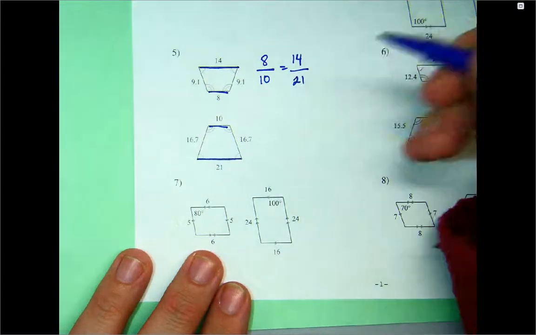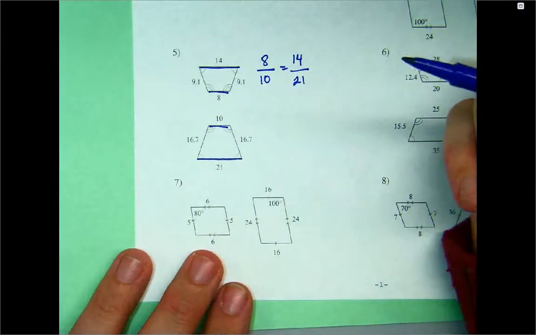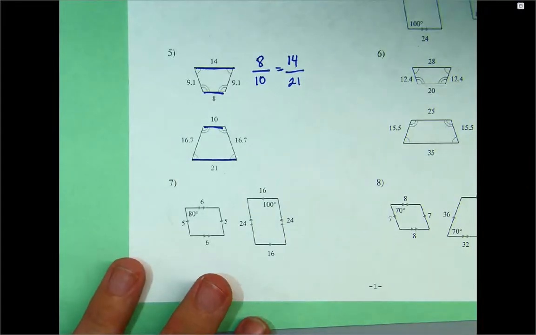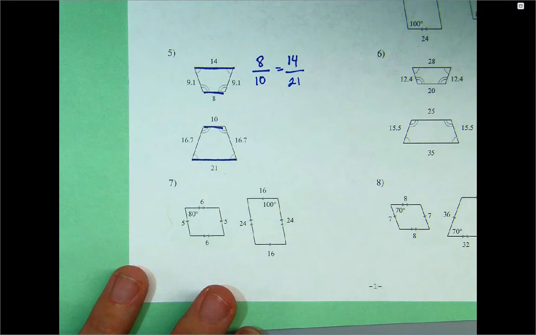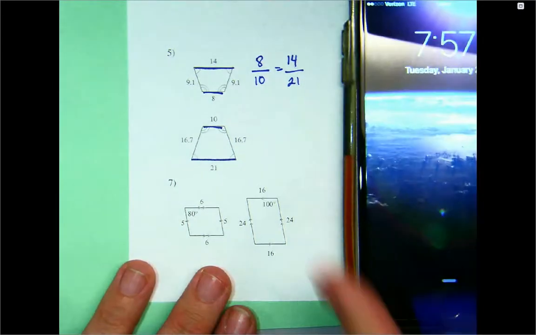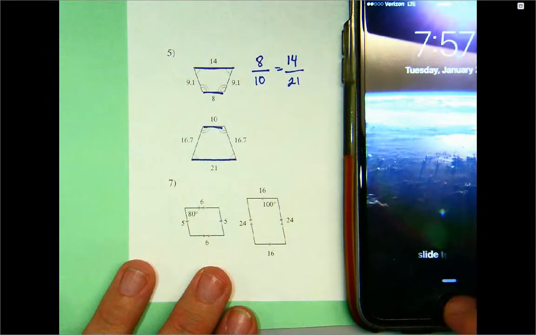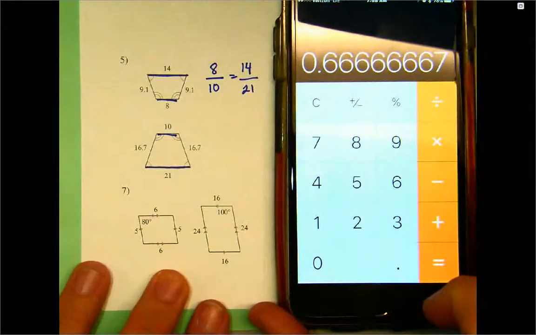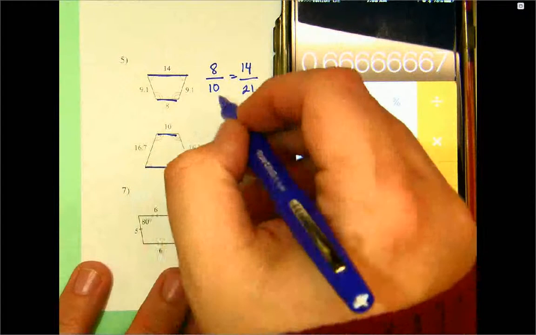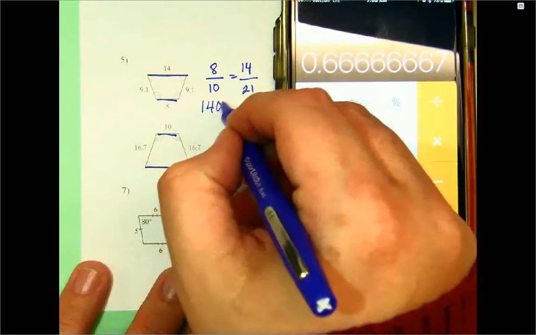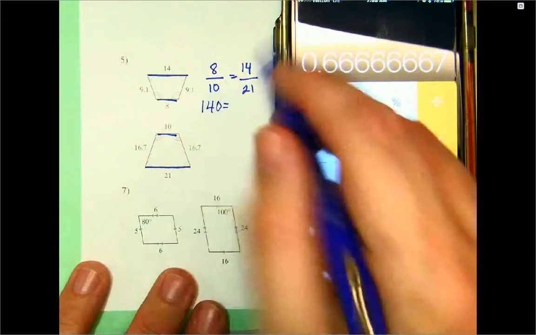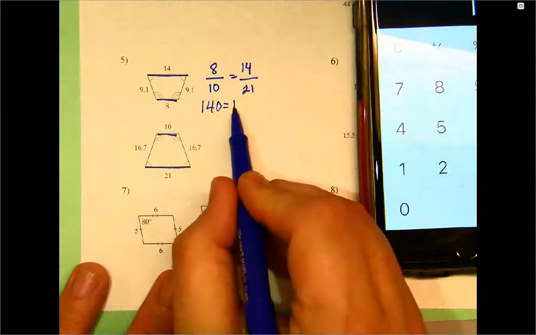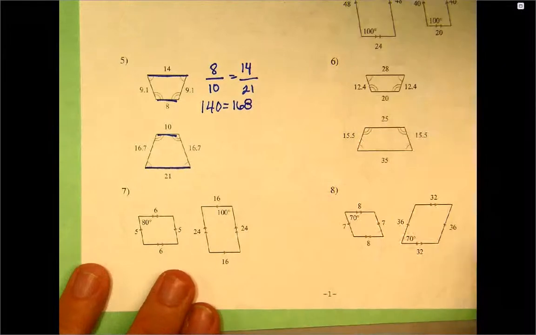Now let's reduce these. Well, actually, let's not reduce these because we have decimals. If we have decimals, then we have to do some multiplication. So I'm just going to do the cross product. What's 10 times 14? So 10 times 14 is 140. Then 21 times 8 is 168. Everybody believe me on that one?